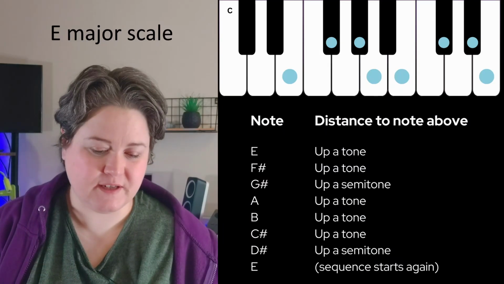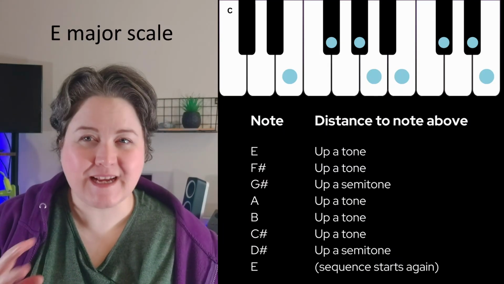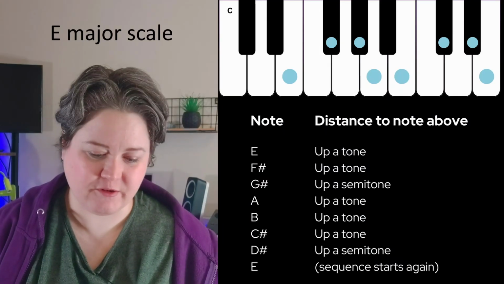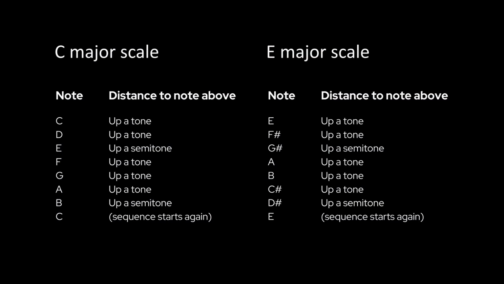For example, here's the E major scale. Even though it starts on a different note, it still has exactly the same distances between each note. So you'll notice that the right-hand column on this table is exactly the same as it was in the last one. And that'll also be the same for every major scale. The column on the right is only going to change if we change the type of scale. For example, if we change it to a minor scale.